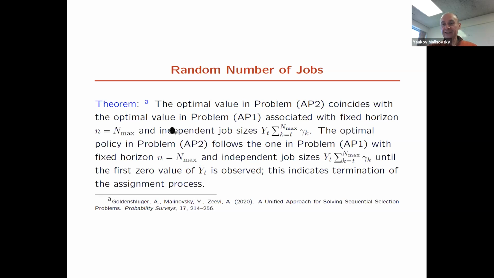And for the new job sizes, instead of yt, we have yt multiplied by this discount coefficient. Then the problem is solved in exactly the same manner, and the optimal policy and the optimal value are obtained. This is the result that we obtain by reducing the problem with random and finite horizon to the fixed horizon.